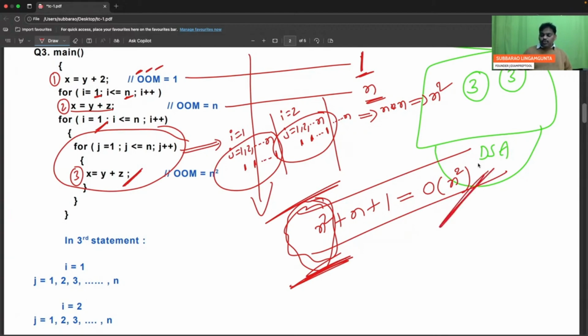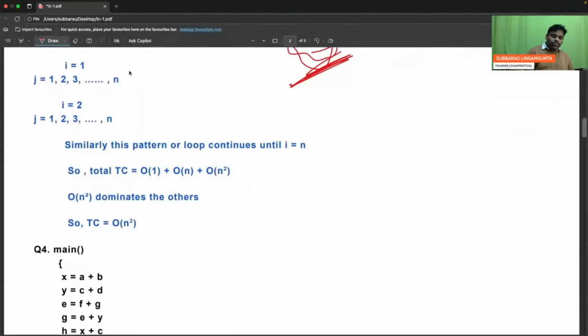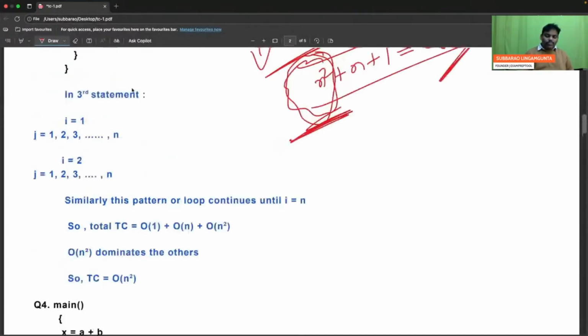Maximum time CPU spending in the third statement. So in the third statement, CPU spending maximum time. I think I gave this explanation also. Can you see this one? I is equal to 1. About the third statement, I explained.